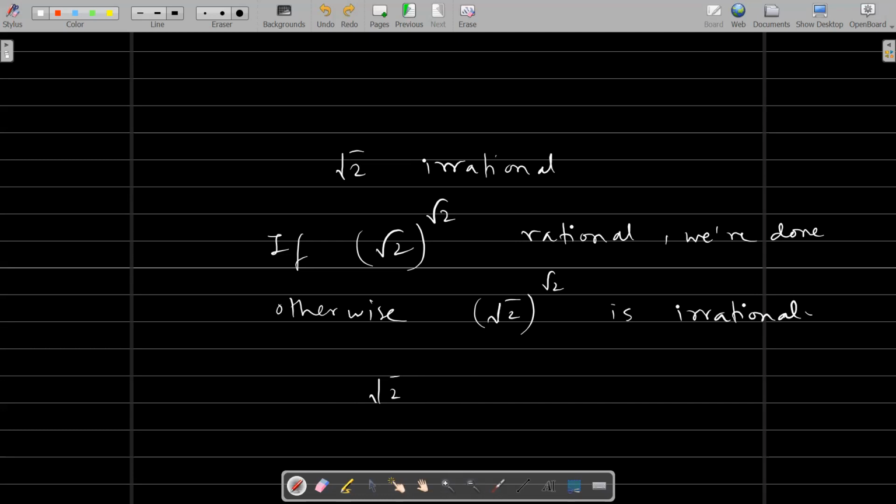So root 2 raised to root 2, this is my number. Suppose if this is rational, we have got a counter example: irrational raised to irrational is rational. But suppose if it is irrational, then you look at this number raised to root 2. Again, I have a case like irrational raised to irrational, right? Let's check what this answer is. If I simplify powers, this is the same as root 2 raised to 2. All of you agree? By laws of indices, powers get multiplied. Root 2 raised to 2, and what is root 2 raised to 2? That is 2, which is rational. So we can have an example where irrational raised to irrational can be rational.